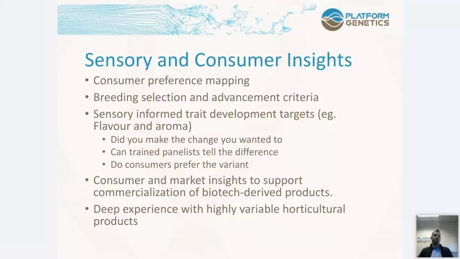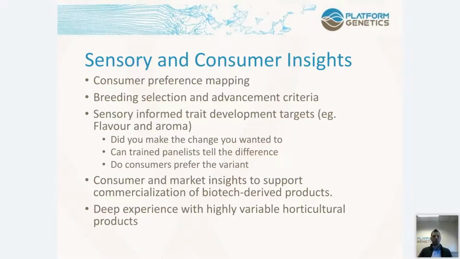Just wanted to come back to the sensory and the consumer insights. Those capabilities, that expertise that we can pull in from the parent organization at Vineland. So really an expert team skilled at doing consumer preference mapping in horticultural crops. And again, like we saw in the one case study, the benefit being that these are predictive tools that can really aid in decision making. These tools can help with breeding selection and advancement criteria, and can allow you to really adopt an approach that's basically sensory-informed trait development target selection.